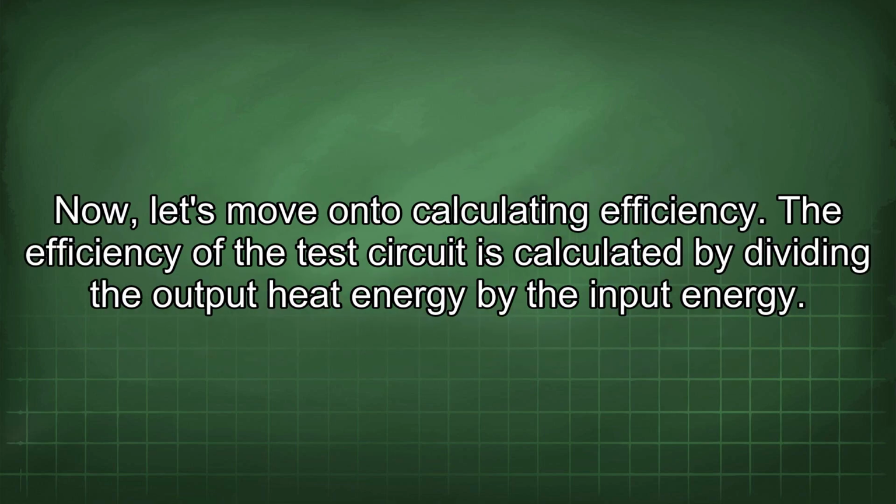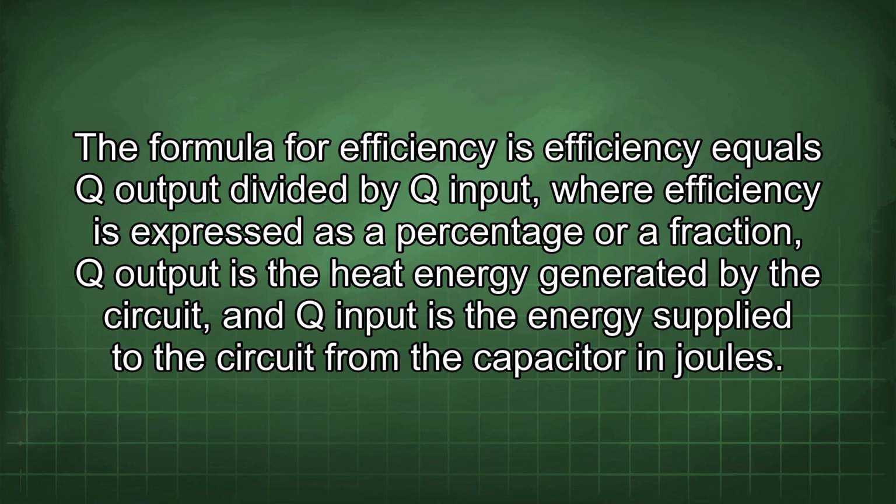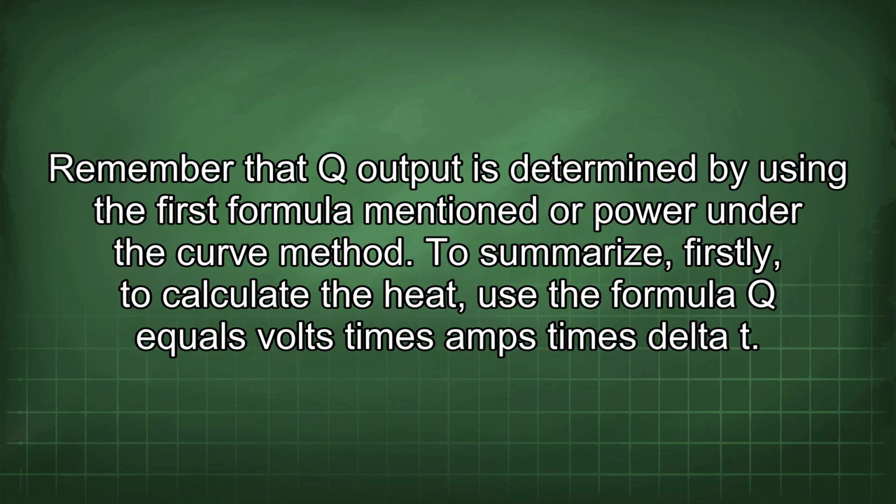Now, let's move on to calculating efficiency. The efficiency of the test circuit is calculated by dividing the output heat energy by the input energy. The formula is efficiency equals Q output divided by Q input, where efficiency is expressed as a percentage or a fraction. Q output is the heat energy generated by the circuit, and Q input is the energy supplied to the circuit from the capacitor in joules. Remember that Q output is determined by using the first formula mentioned, or the power under the curve method.